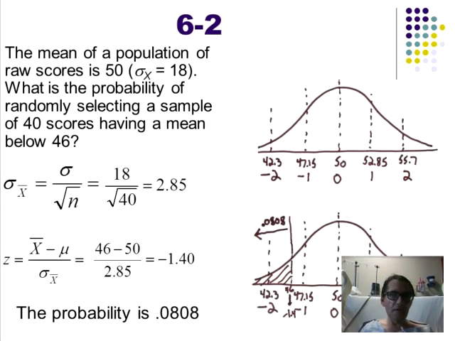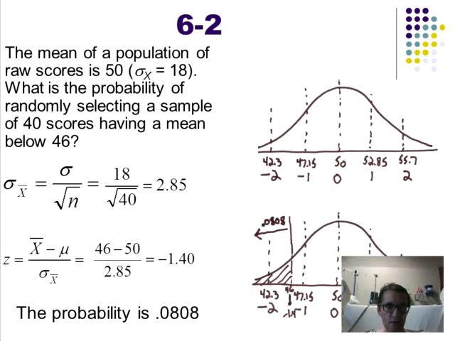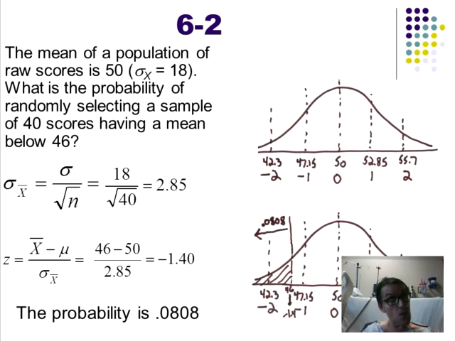6.2 is hopefully nothing but an absolute and utter review for us. This is what we did all of last week. It's going to be the next question. It's going to be not review, but that's okay. This one is completely review. And so the mean of a population of raw scores is 50 with a standard deviation of 18. What is the probability of randomly selecting a sample of 40 scores with a mean below 46?